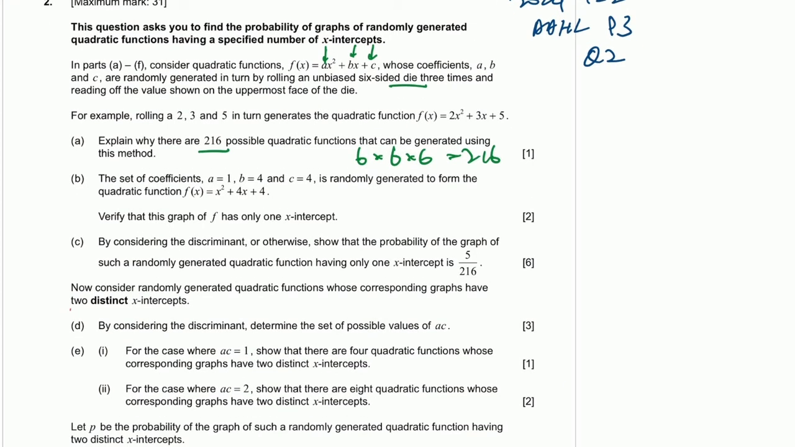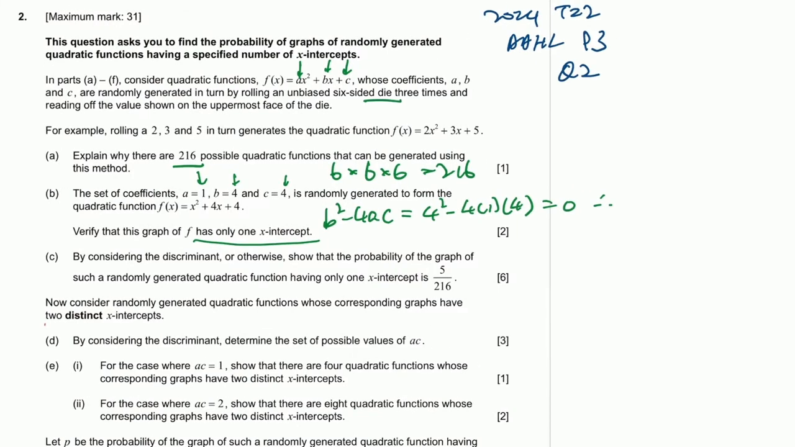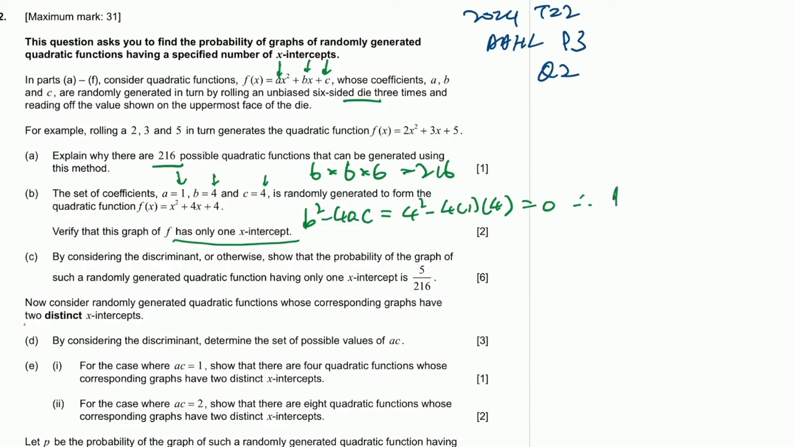So now let's say a is 1, b is 4, and c is 4. Why does it only have one x-intercept? Well, it's because of b squared minus 4ac. So it's 4 squared minus 4 times 1 times 4, which is 0. Therefore, if the discriminant is 0, there's only one x-intercept.